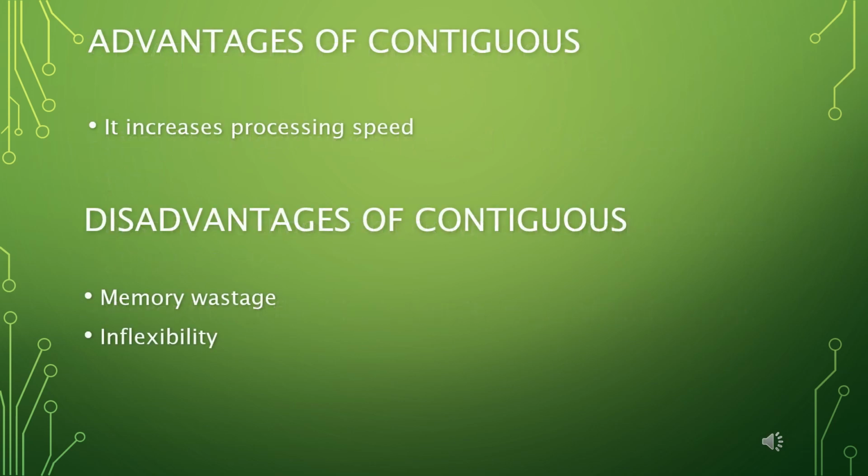What is the advantage of using contiguous memory allocation? The advantage of using it is that it increases the processing speed. As the operating system uses buffered input-output and reads the process memory blocks consecutively, it reduces the head movement. This speeds up the processing.